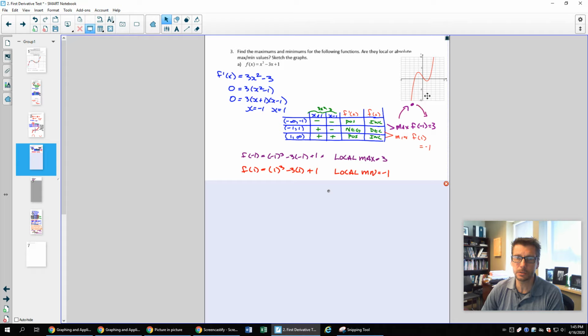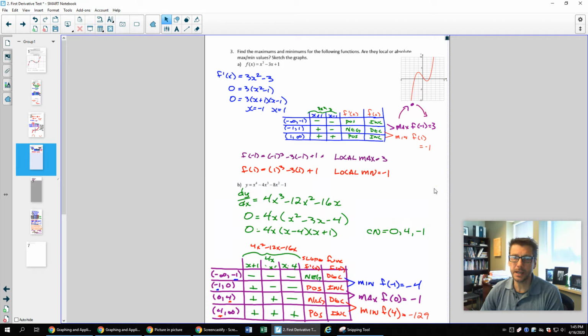And again, we're calling these locals because there is a point that's way higher. We just don't see it up to infinity. And there's a point that's way lower down at negative infinity. But within our regions of increase, decrease, or decrease, increase, we've got maximums and minimums.